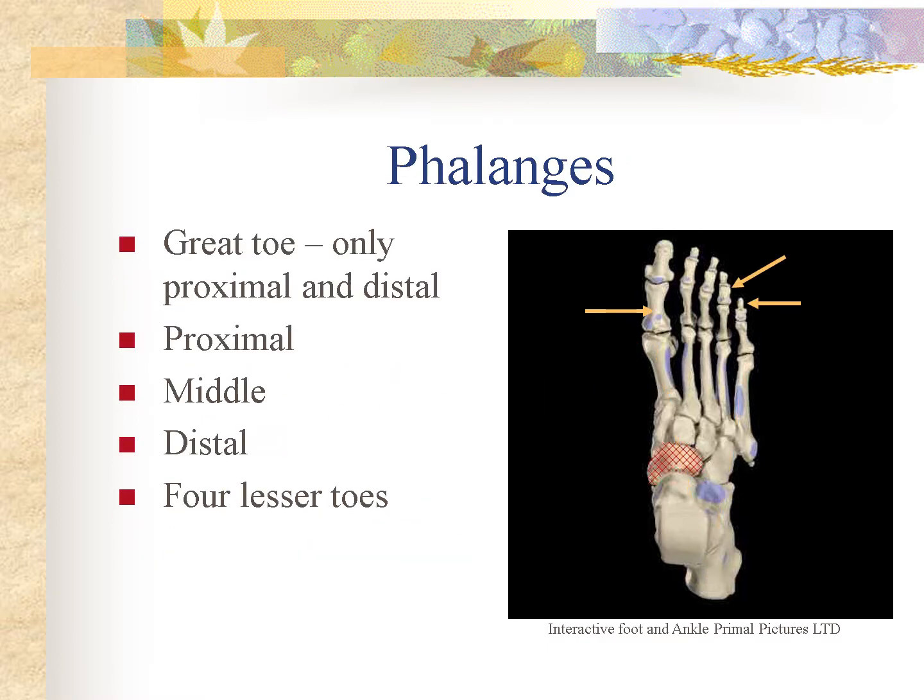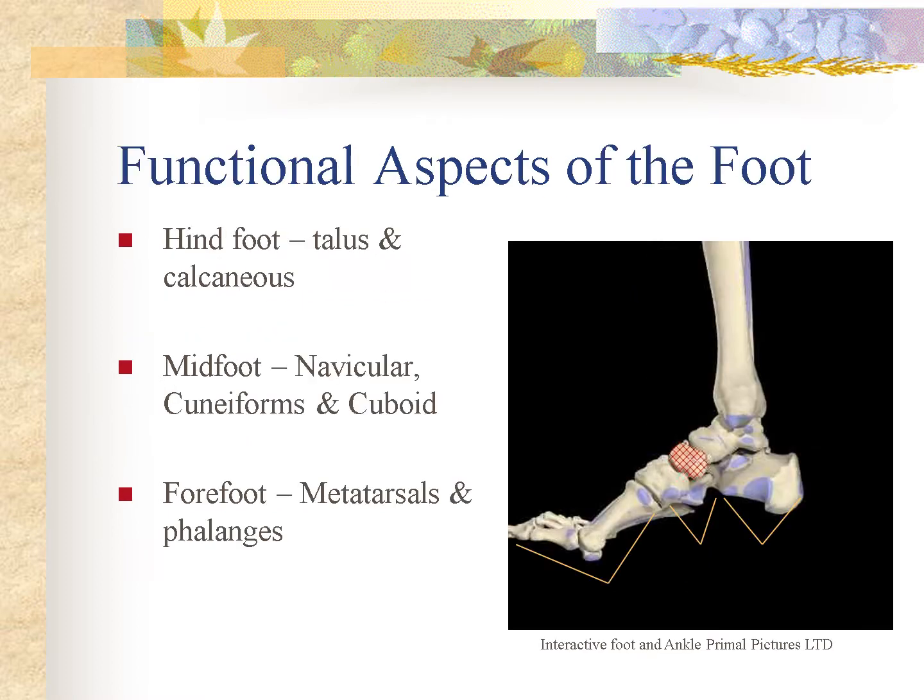Again. All right, your phalanges, just like in the hands, we have phalanges. We have a great toe that has a proximal and distal, like your thumb, and then we have a proximal, middle, and distal with your four what are called lesser toes, the smaller toes, 2, 3, 4, and 5.